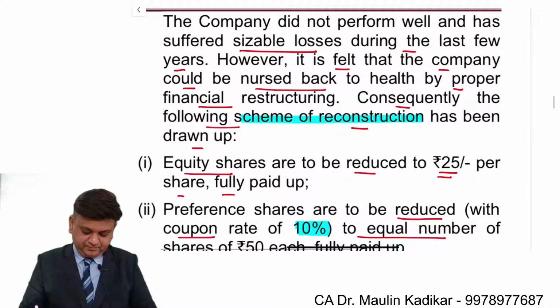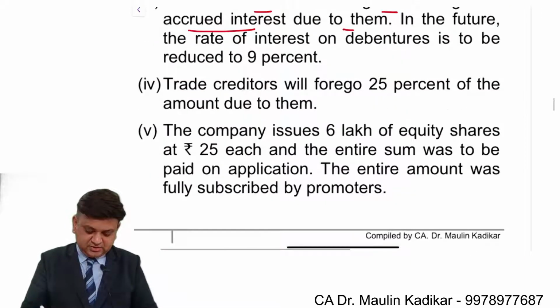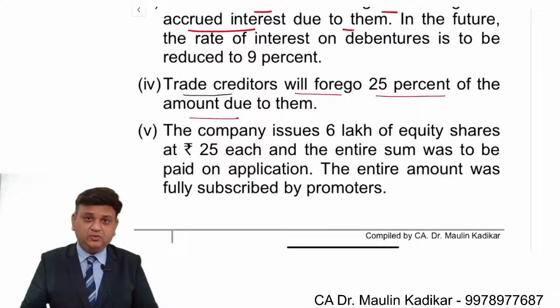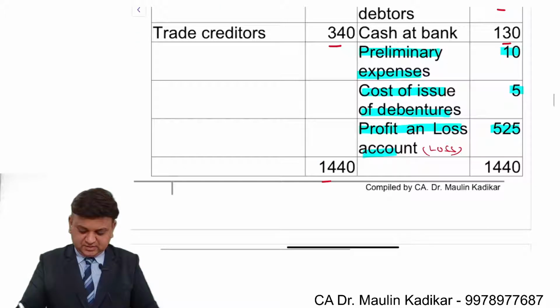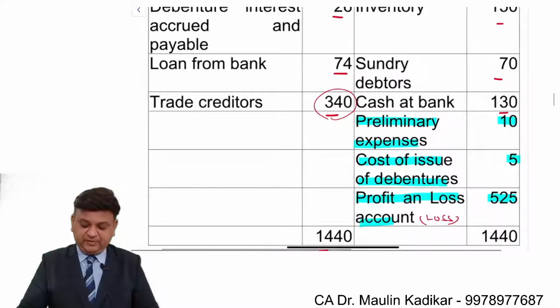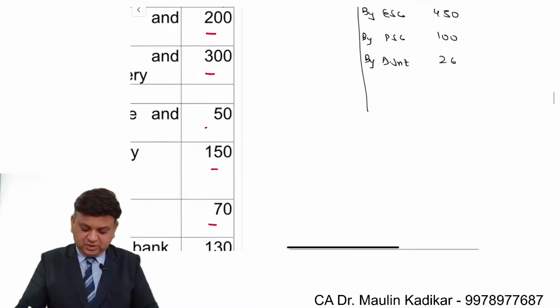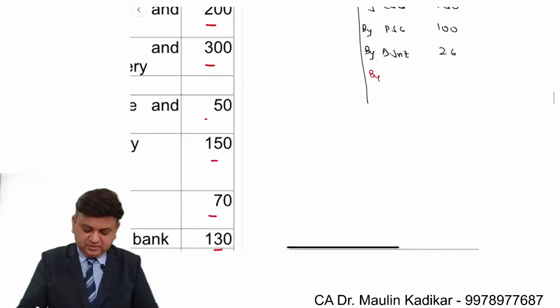Next, trade creditors will forgo 25% of the amount due to them. Trade creditors amount is provided as 340. So into 0.25, that comes to 85 lakhs. 340 into 25% is 85 lakhs. So trade creditors account debited to capital reduction account, an amount of rupees 85 lakhs.